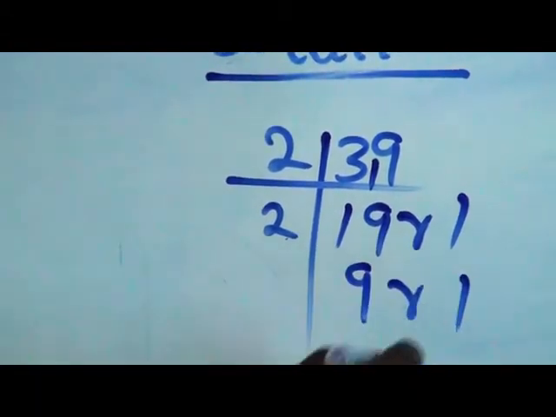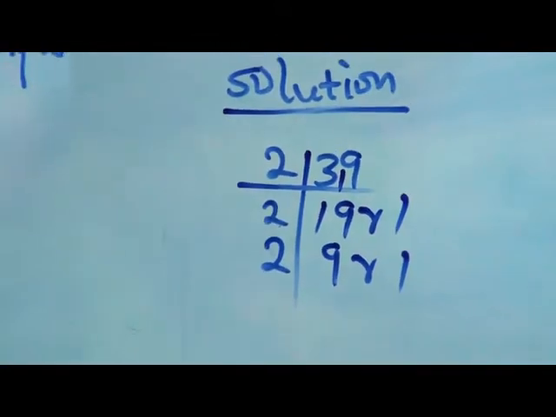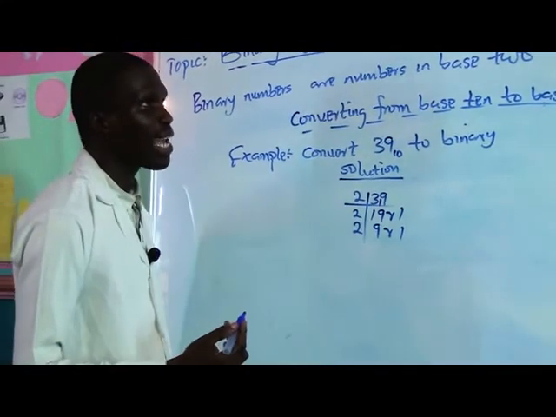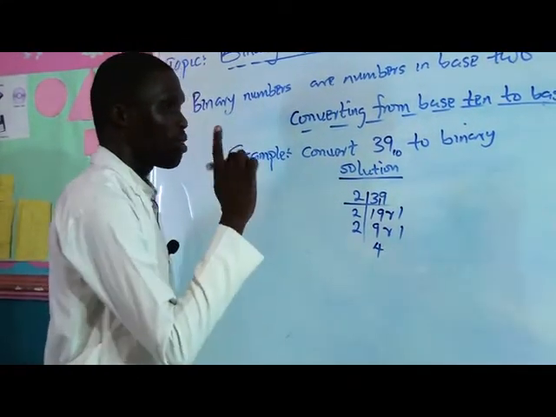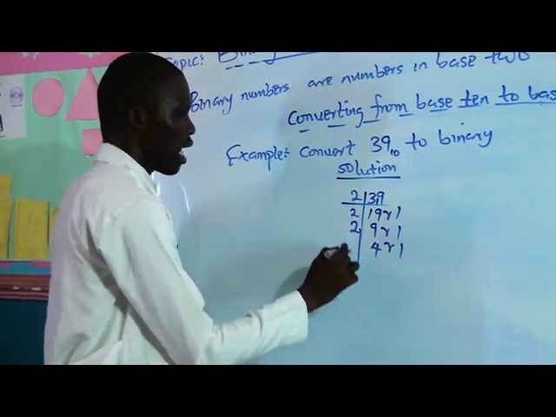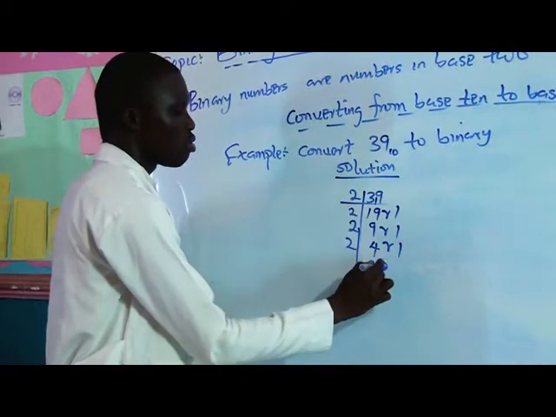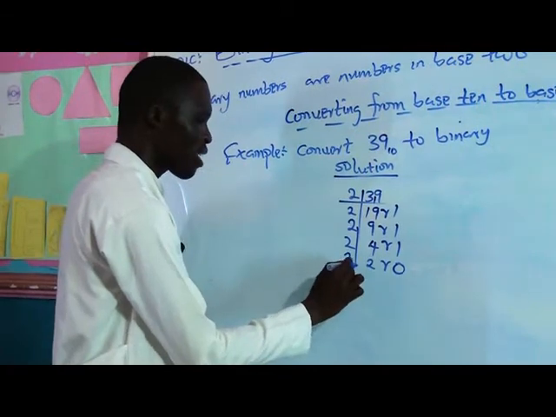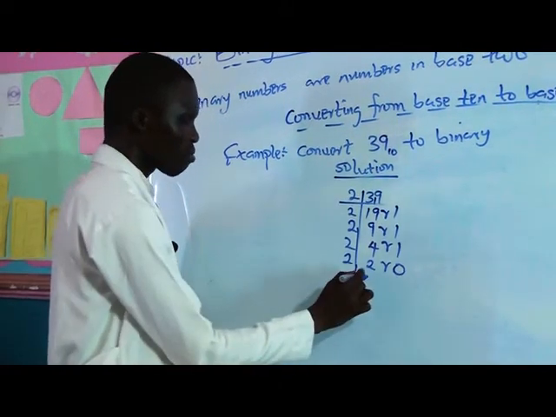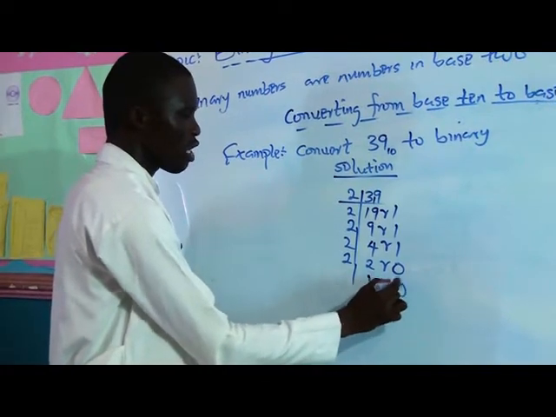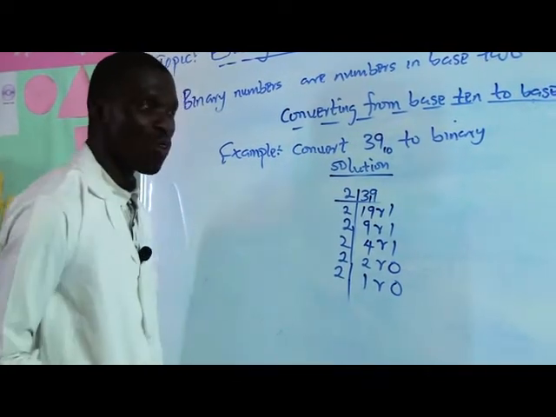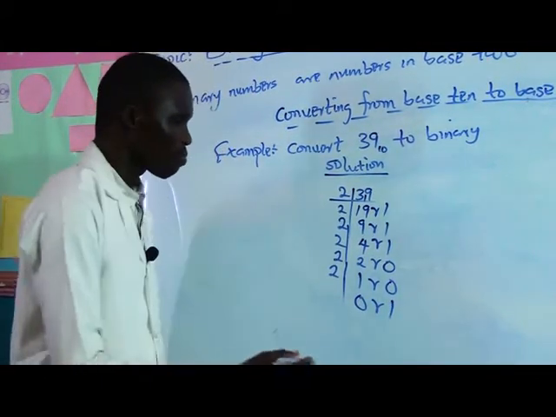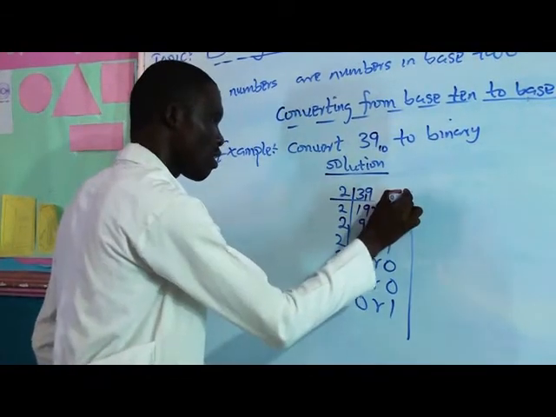Remainder what? 1. 2 in 9. How many 2 can we get in 9? 2 times 4 is 8. 4. Remainder 1. How many 2 can we get in 4? 2. Remainder what? 0. How many 2 can we get in 2? It's 1. Remainder what? 0. Then, how many 2 can we get in 1? It's not possible. It's 0. You bring the 1 here. So, we start counting from down, up.